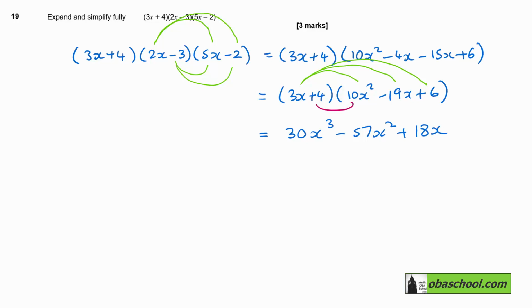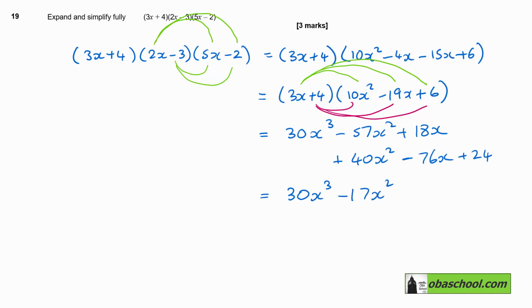And then I do the 4 times everything over here, like so. That's going to give me plus 40x squared, take away 76x, and plus 24. So that's 30x cubed, take away 17x squared, take away 58x plus 24.